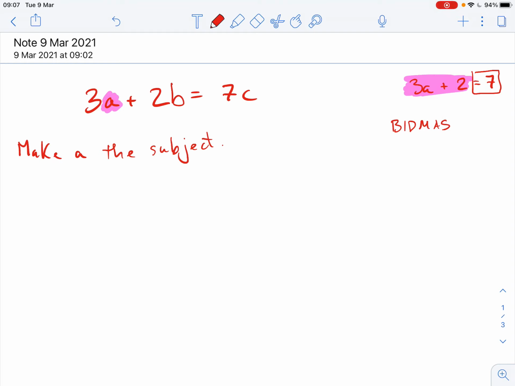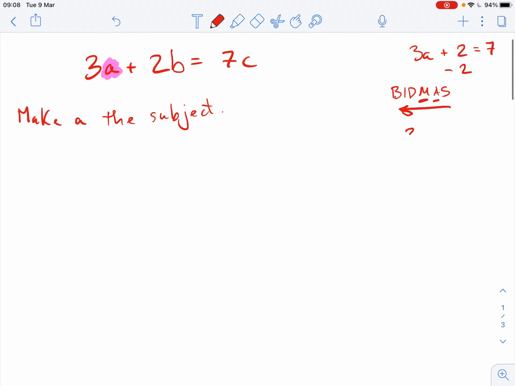And what would happen to A first? Well, we would multiply first before we added. So I'm going to solve this equation, I would unravel it in reverse order of BIDMAS. So I need to subtract 2 from both sides in this particular equation. So it would be 3a plus 2 minus 2 equals 7 minus 2, or just 3a equals 5. So we're going to adopt that approach for changing the subject.